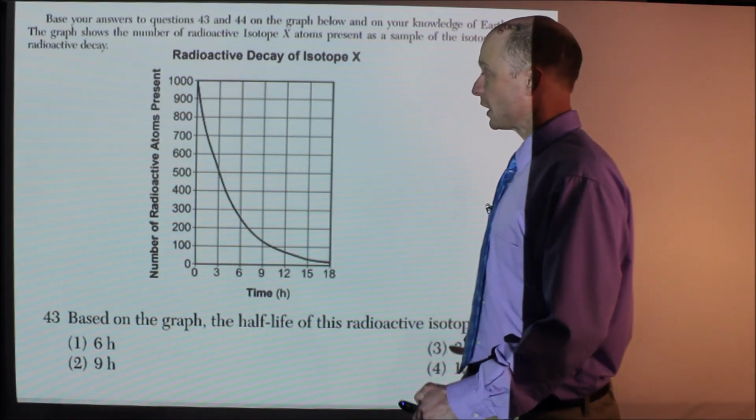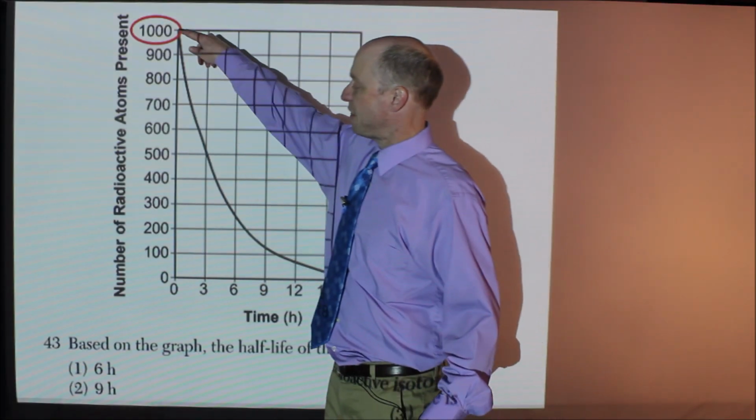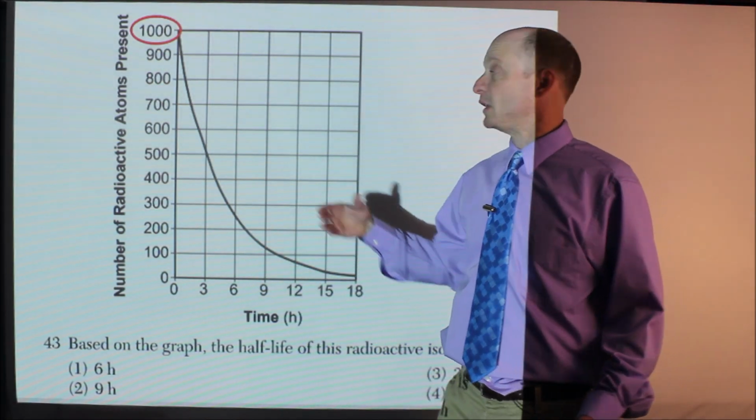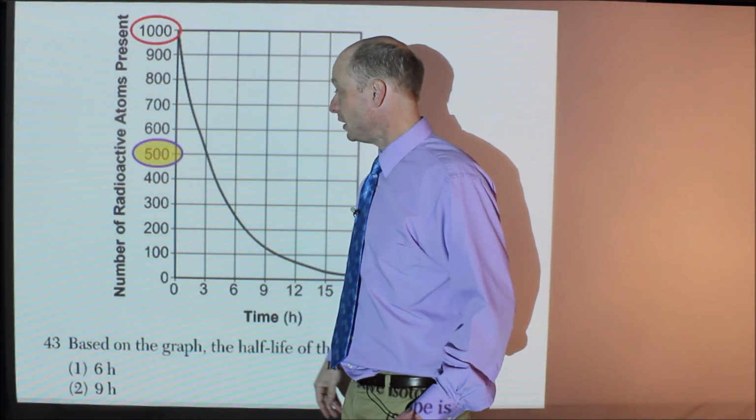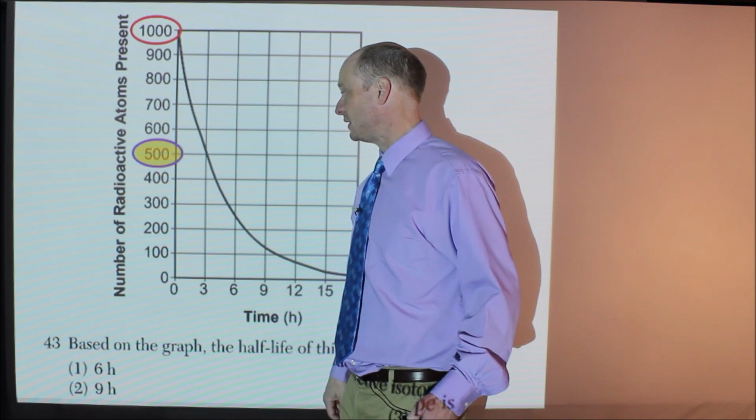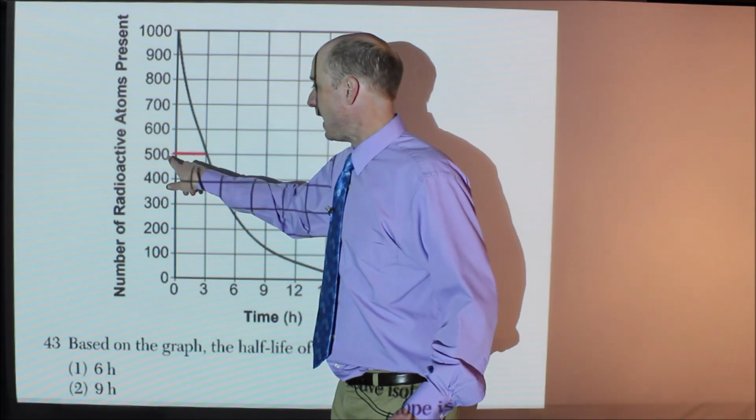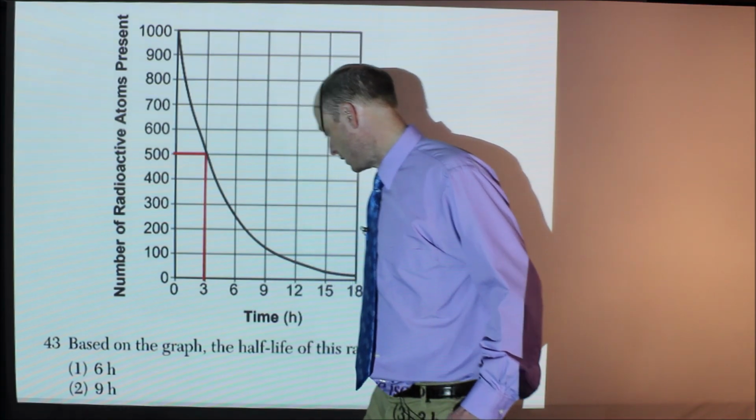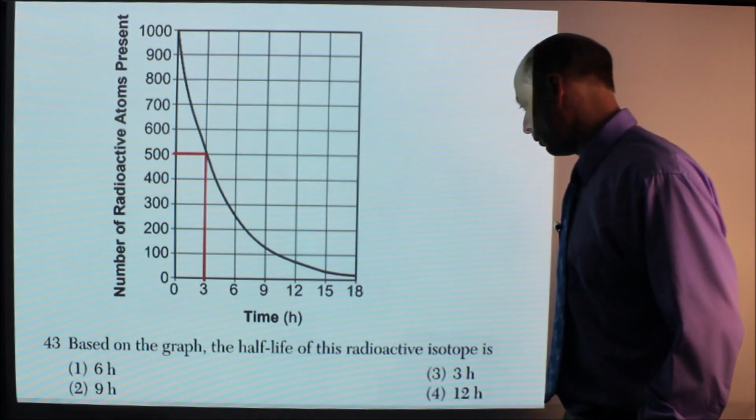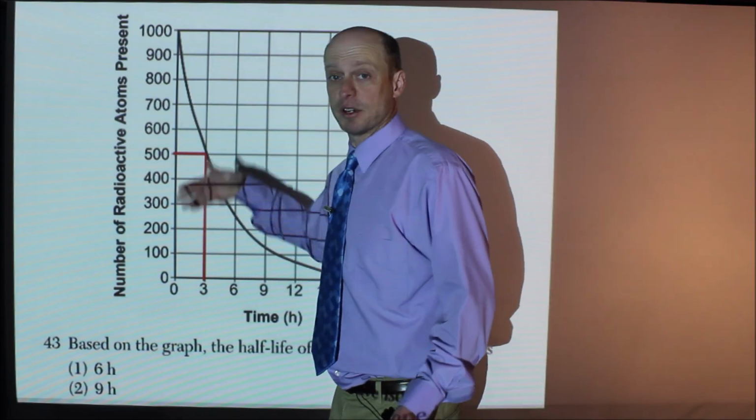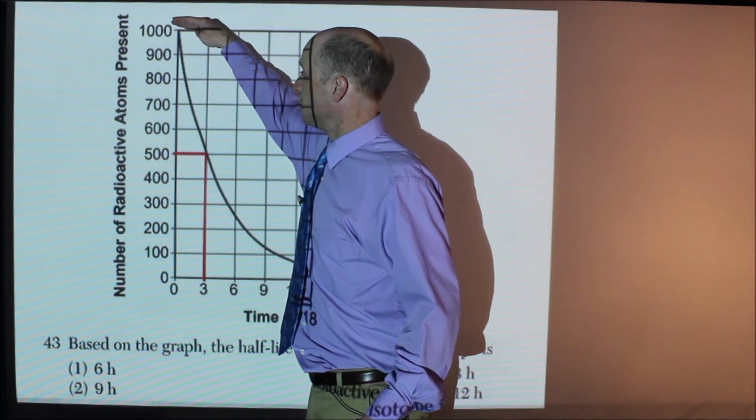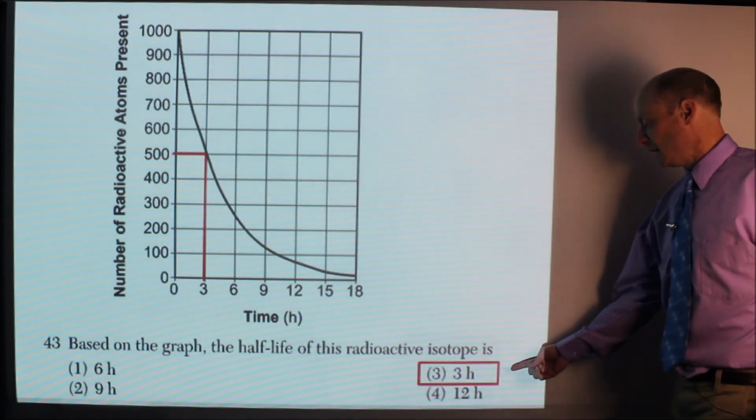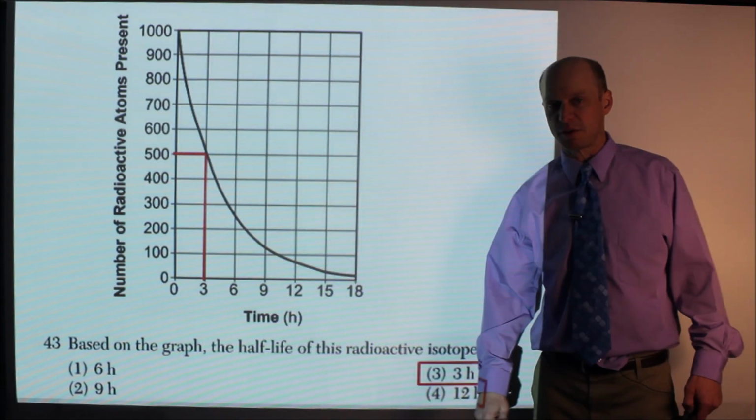So first thing I want to do is say, we started out with 1,000 atoms, okay? So half-life is when you have half of that, which is going to be 500. So how long is that going to take? What you want to do is at 500, how long does it take? You go over to the graph and then you follow it down, 3 hours. Therefore, it took 3 hours in this case for it to go from 1,000 atoms to 500. So the half-life here is 3 hours, choice number 3.